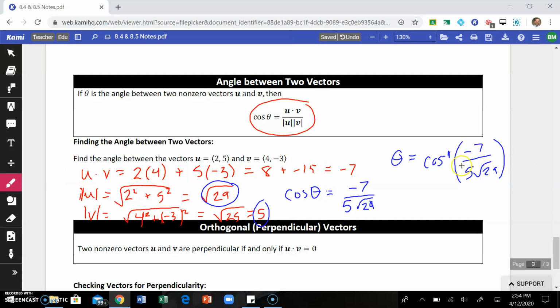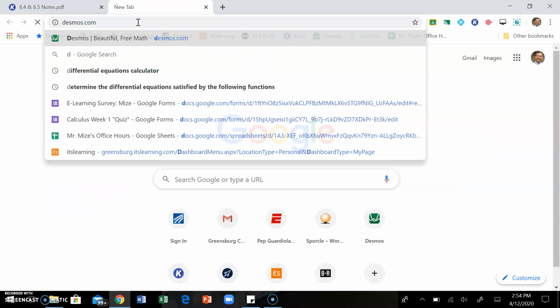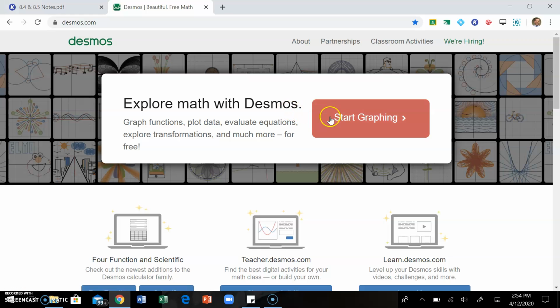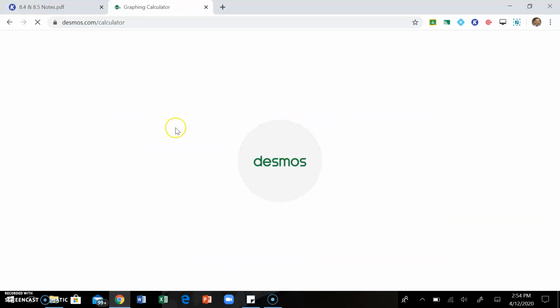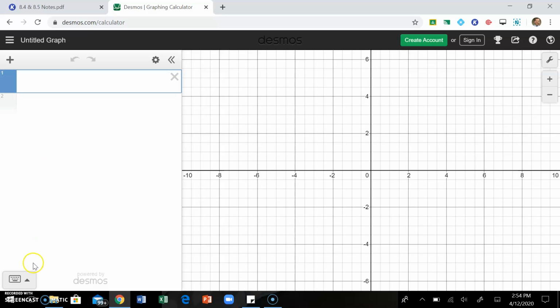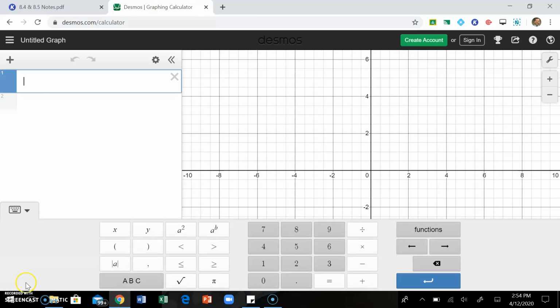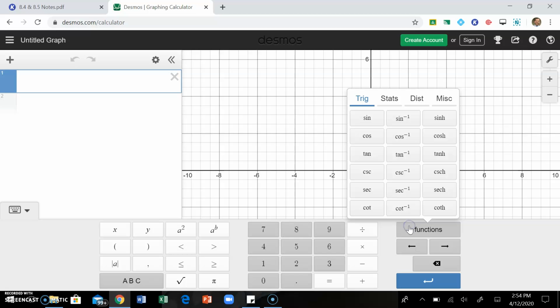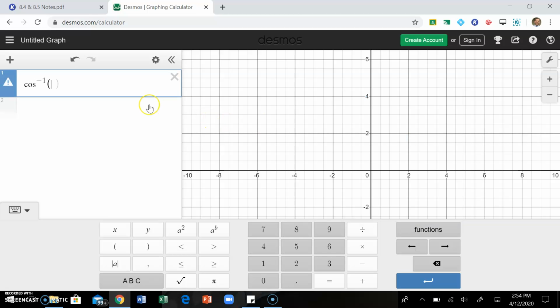So you could use Desmos to do this. You could also use a TI Nspire. I know that you probably don't have one with you, but let me just show you in Desmos really quickly how we could figure that out. In this calculator button down here, you will see an option for functions, and we want to do inverse cosine, and we had negative 7 divided by 5. To get square root, the easiest way to do that is put SQRT, and it turns into a square root.